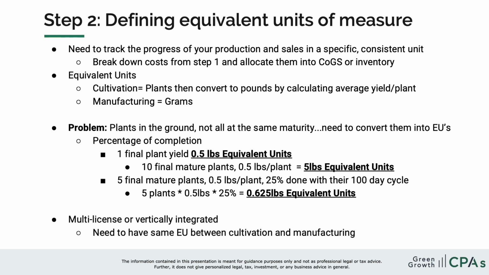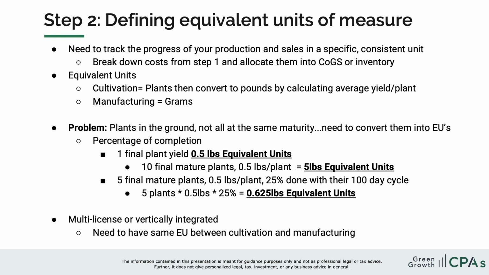As you start to see, there's a lot of math involved in this, and this is a very basic example. But just a quick peek at multi-license, cultivation and manufacturing, or vertically integrated all the way through retail, you need to have the same equivalent unit between cultivation, manufacturing, and then through your retail to really do proper allocations.